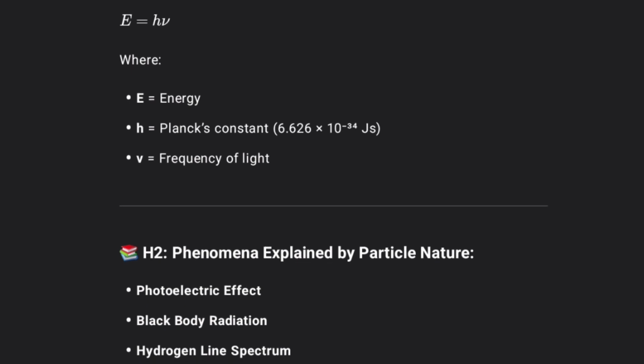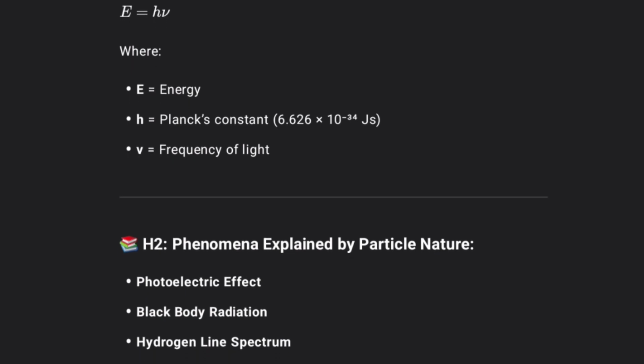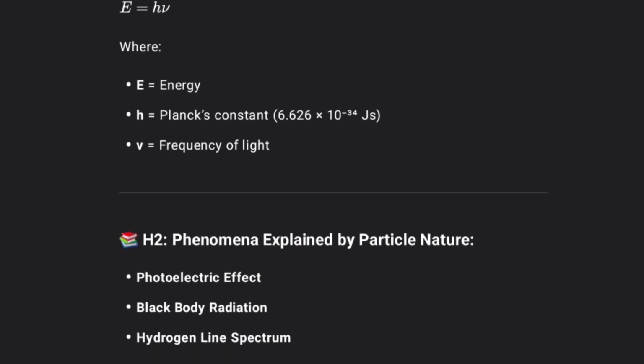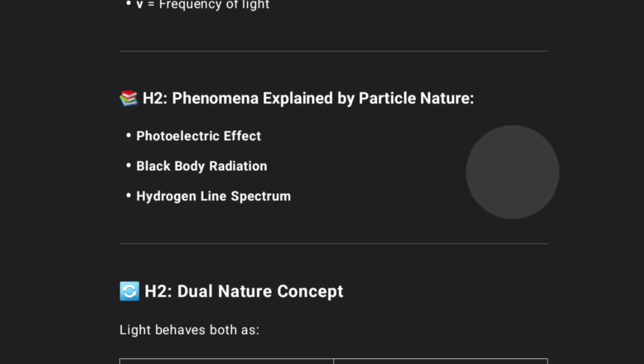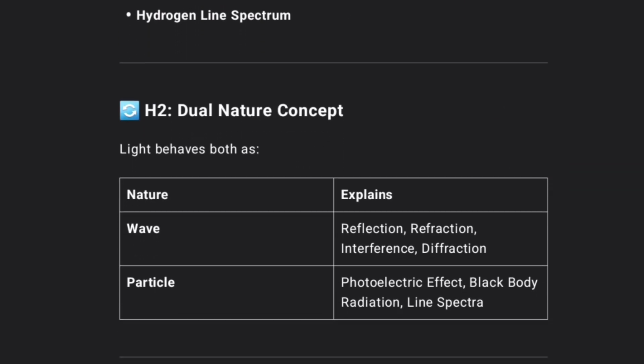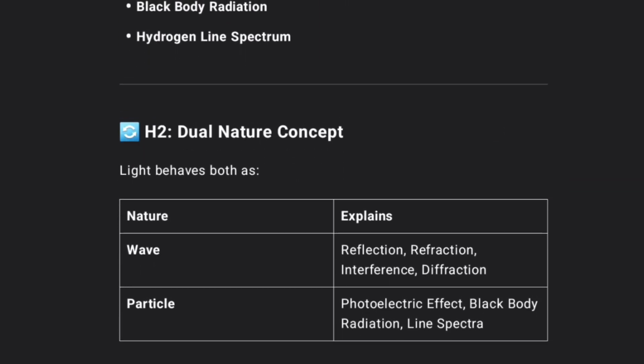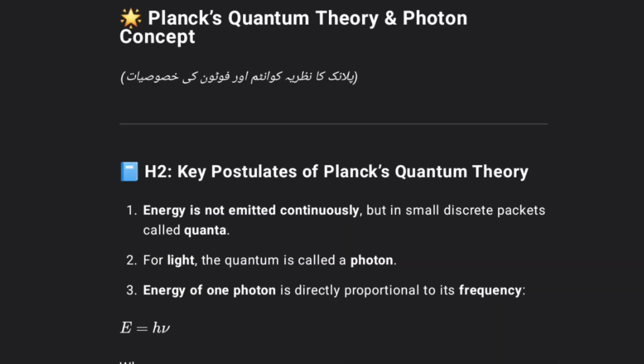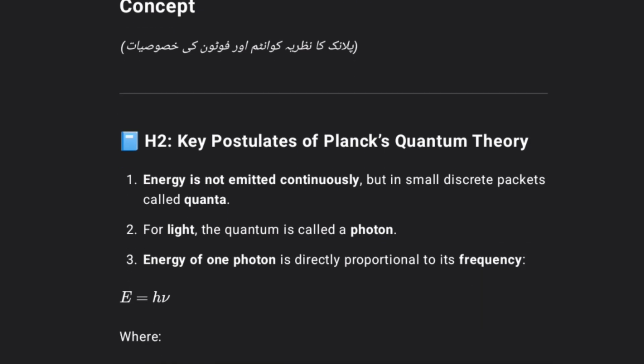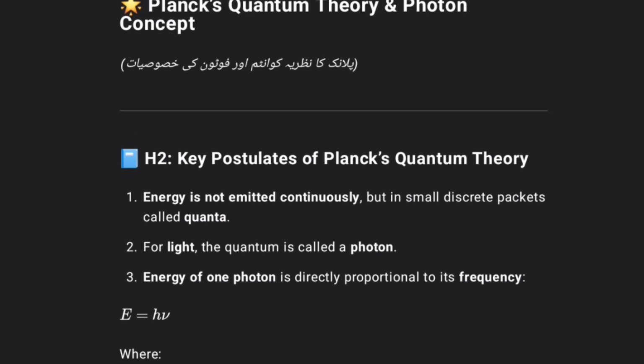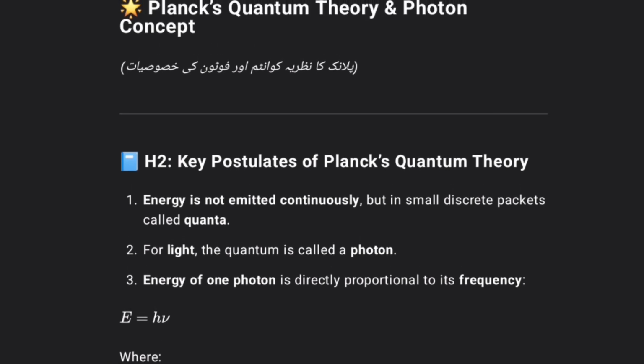Light behaves both as wave and particle. Wave nature explains reflection, refraction, interference, diffraction. Particle nature explains the photoelectric effect, blackbody radiation, line spectra. Now Planck's quantum theory and the photon concept. Key postulates of Planck's quantum theory.